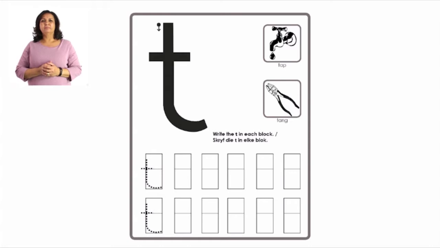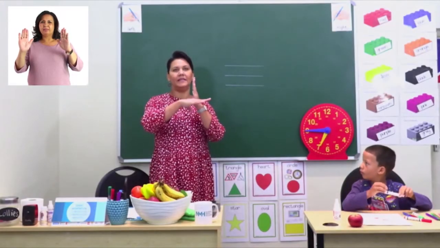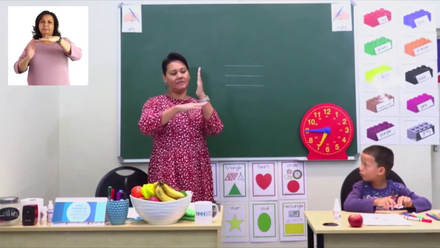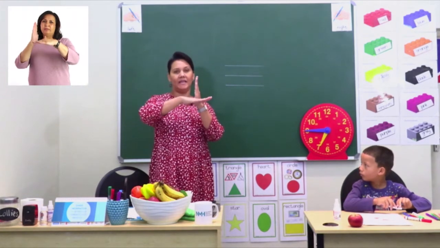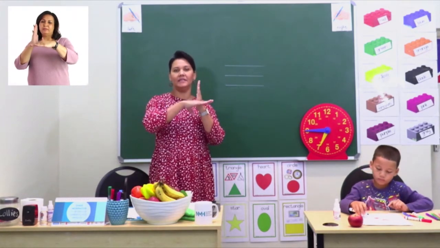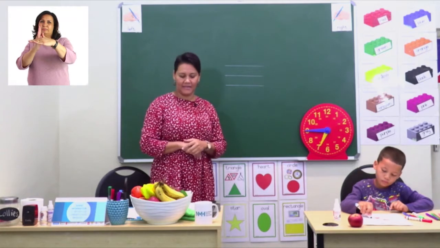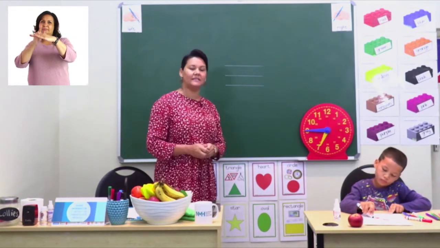Now, today's letter is letter T. It's letter T. Now let's think about letter T. When you hold your hands in front of you, you will see that letter T can be one straight hand and one flat hand, and this will give us an idea of what letter T looks like. Now let's write the letter T.